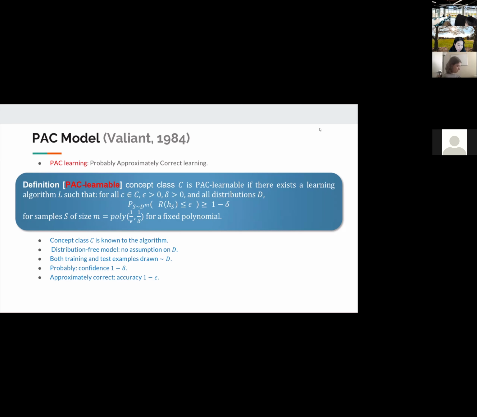Also, it's worth to mention that this PAC learnable definition is assuming that your training and test examples are both drawn from the same underlying distribution D, although you don't have any assumption on the D. So what that means is that if you have a transfer learning framework, this won't be applied to the transfer learning framework. Okay, so there's this probably. So again, I just wanted to emphasize that your confidence is 1 minus delta, and approximately correct, your accuracy is 1 minus epsilon.